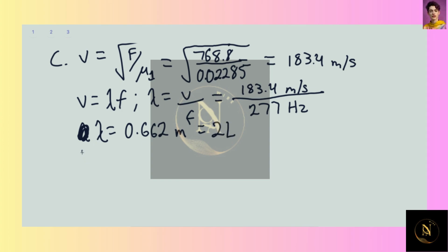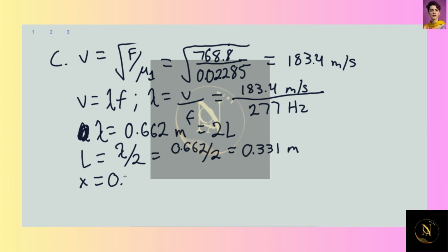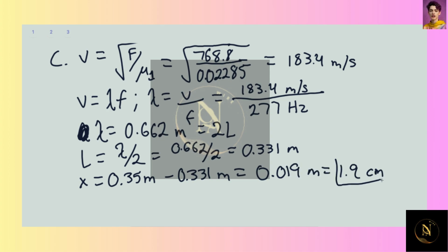At this point, we can find the length because we know that the wavelength is equal to 2 times the length. So the length is equal to the wavelength over 2, and this is going to be 0.662 divided by 2, or 0.331 meters. And then the length of the string will be 35 centimeters minus this length, or 1.9 centimeters. So this is where we're going to put the fret. That would be where the fret is, 1.9 centimeters.